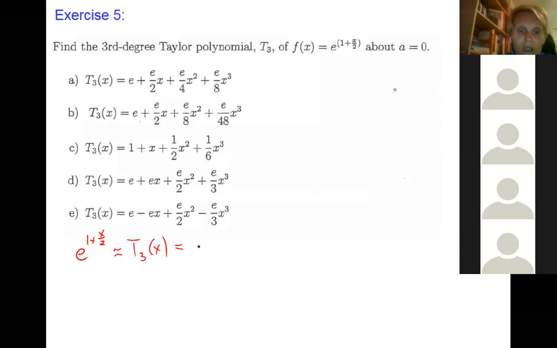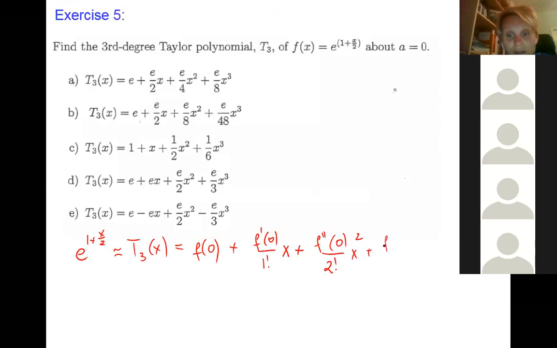And let's see what we need. We need the value of the function at 0. We need the value of the first derivative at 0, times 1 factorial, x to the power of 1, because it's x minus 0. We need the second derivative at 0, 2 factorial, x squared, and we need the 3rd derivative at 0, 3 factorial, x to the power of 3. And that's it. I think everybody can find the first, second, and 3rd derivatives of this function and just substitute into this line. But let's do it together.